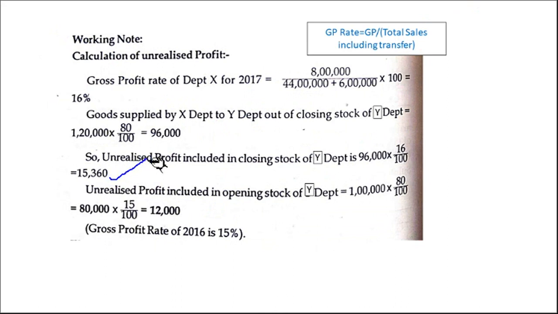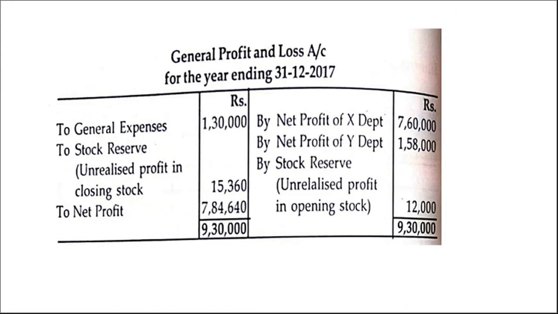See here, the profit included, the same thing we are writing here. Is that clear? We write this only when the transfer is made at selling price. So we have to pass the reverse entries for opening stock and closing stock, and write the amount. The total is 9,30,000, and the balancing figure, 7,84,640, will be transferred to the balance sheet. Thank you. I hope you understood this problem.